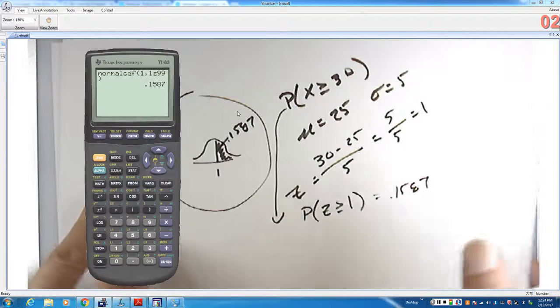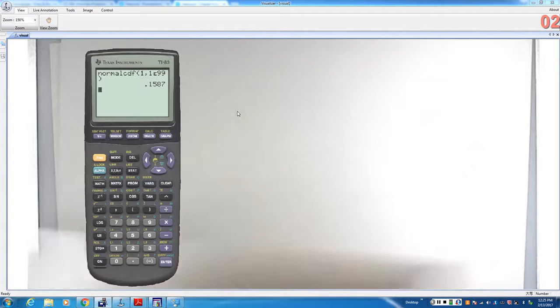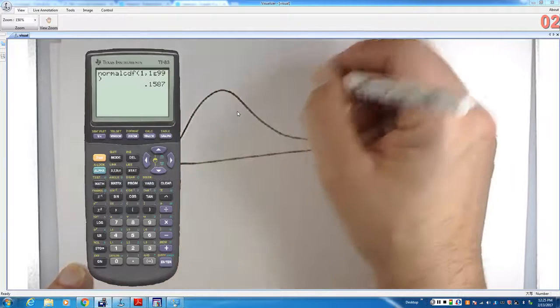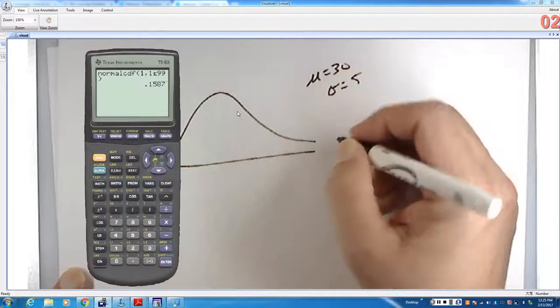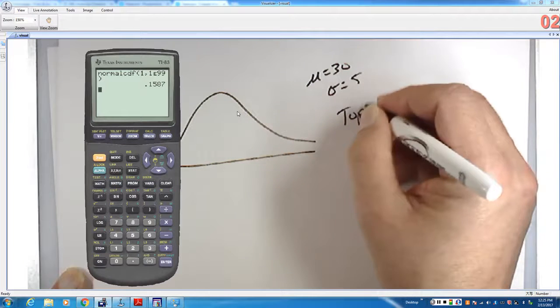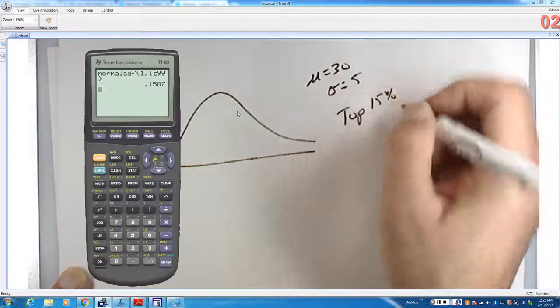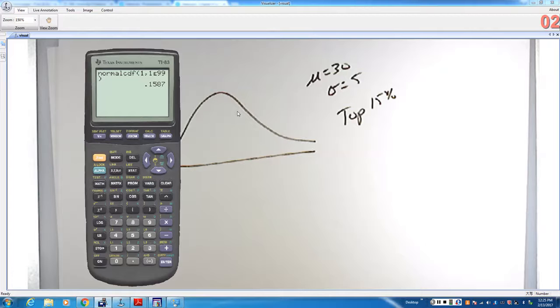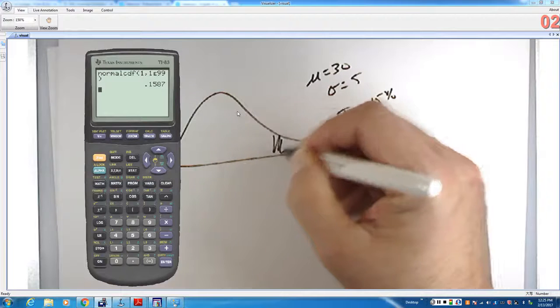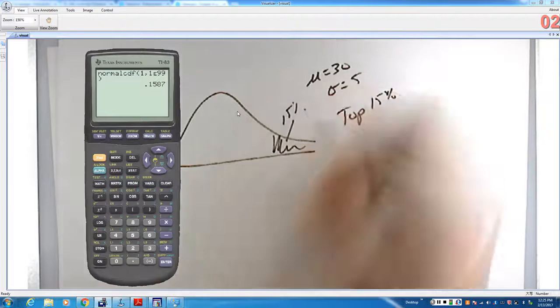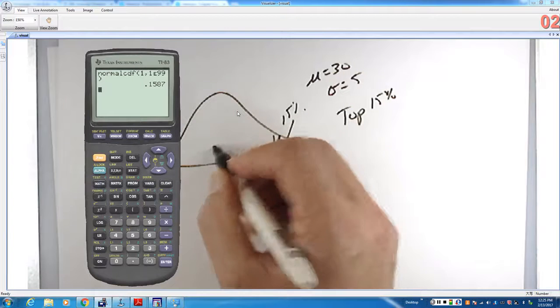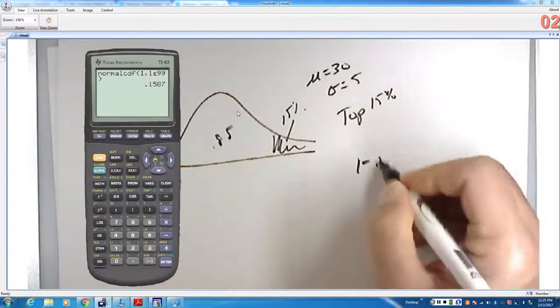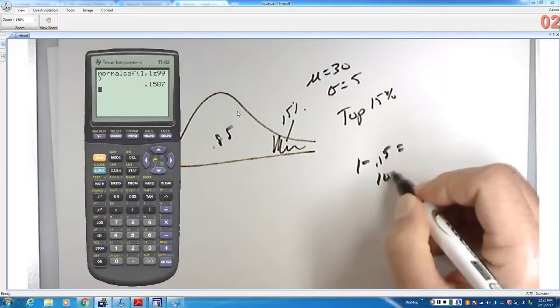Now, the other thing we did was the inverse norm. And on the inverse norm, we said, okay, well, at this time, let's say it was a normal distribution with a mean of 30 and a standard deviation of 5. And we want to find out the top 15%. So let's say that this is the top 15% right there. So what we want to do is get the rest. And the rest is going to be 0.85, because 1 minus 0.15 should give you 0.85.